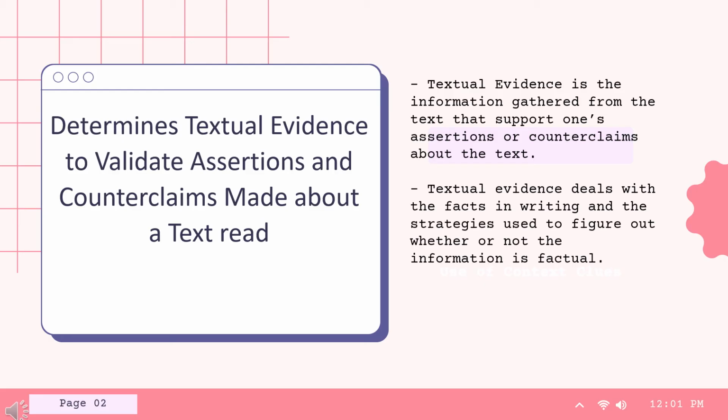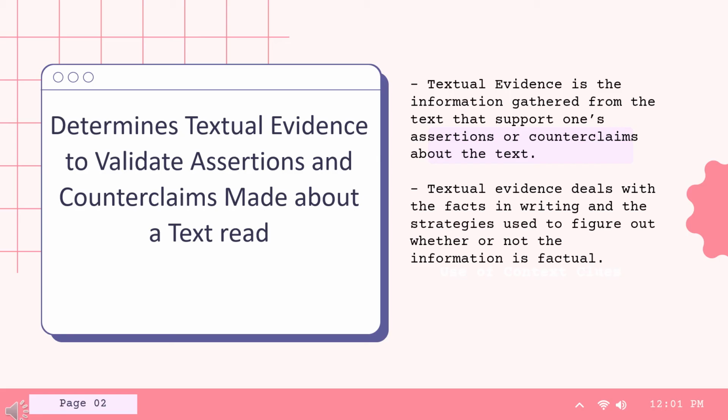When we say textual evidence, class, it is the information that we collated or gathered from the text that supports one's assertions or counterclaims about the text. It deals with the facts in writing and the strategies used to figure out whether or not the information is factual. Okay. In addition, textual evidence comes into play when an author presents a position or thesis and uses evidence to support the claims.